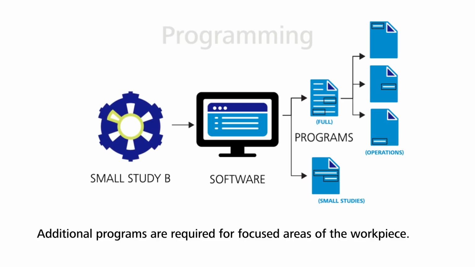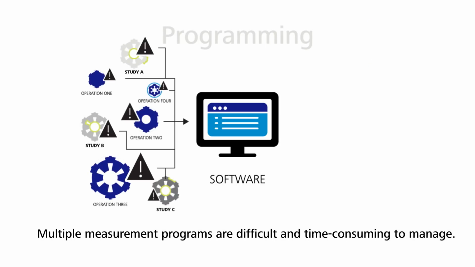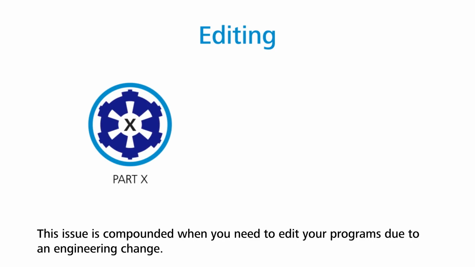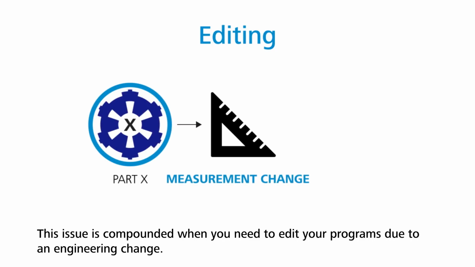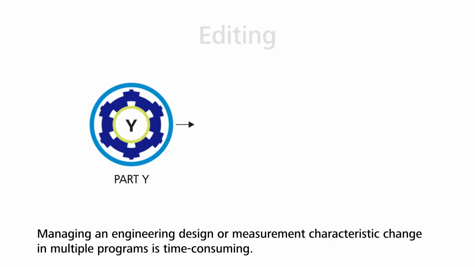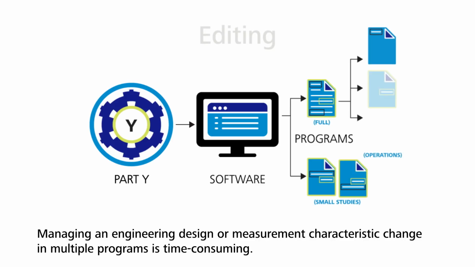That means you're stuck writing more new programs or chunking out more code from the full program for each of those studies. As the number of operations and small areas of focus increase, so do the number of programs you need to manage. This issue becomes even more complicated when you need to edit your programs due to an engineering change. Managing these programs is time-consuming, as a change to one dimension or measurement characteristic means the change must be made to all programs it's used in.